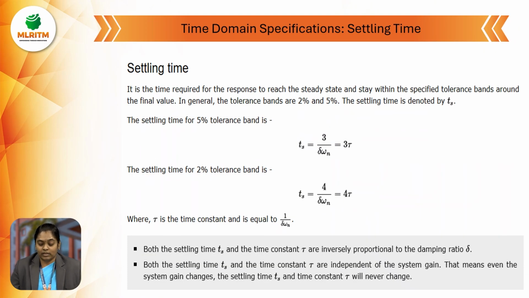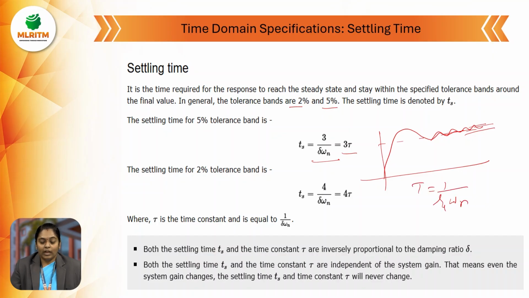And coming to the last one, settling time. The settling time is the time required for the output to go to the constant value, meaning it is continuously oscillating, but after some time it will reach the constant value. That is called the settling time. Basically, this settling time can be represented with two bands: one is the 2% band and the other is the 5% band. For the 5% band, the settling time is given by 3 by zeta omega n, which is nothing but 3T, where T is 1 by zeta omega n. And for the 2% settling time, it is given as 4T.